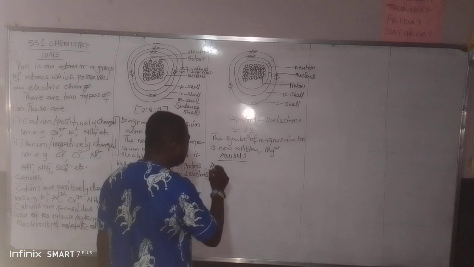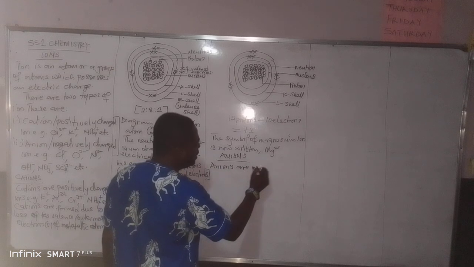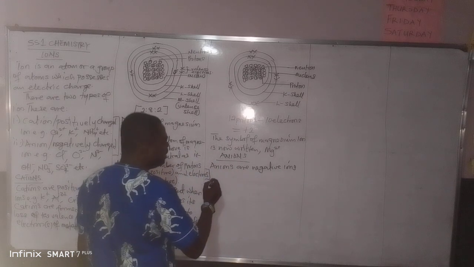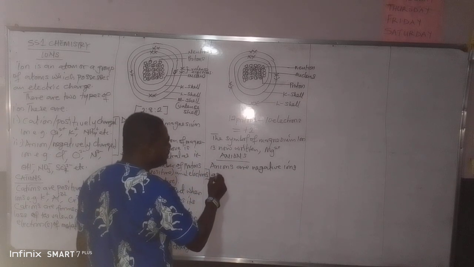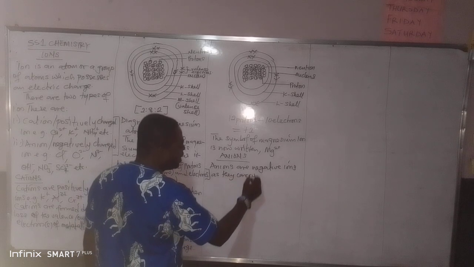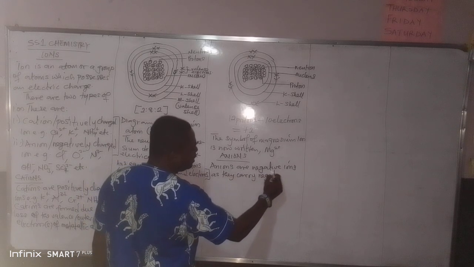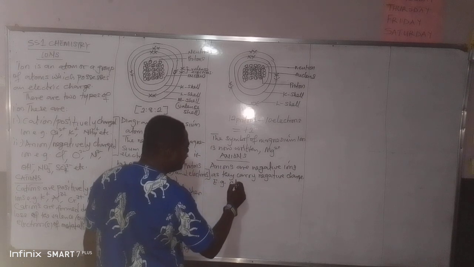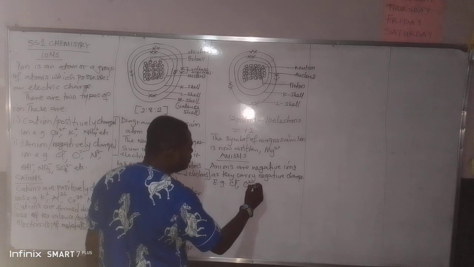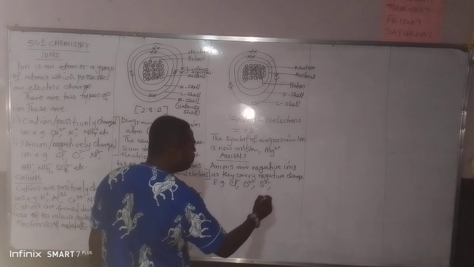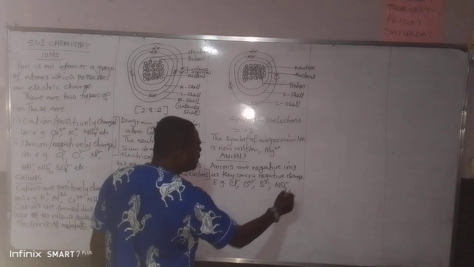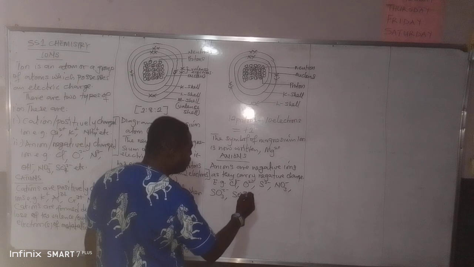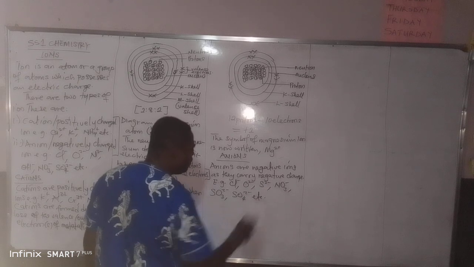Anions. We have said that anions are negative ions. They carry a negative charge. Examples are chloride ion, oxide ion, sulfide ion, NO3 minus ion, SO3 2 minus ion, SO4 2 minus ion, and so on and so forth.